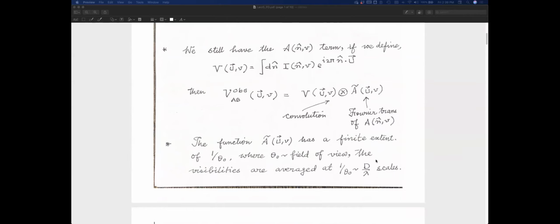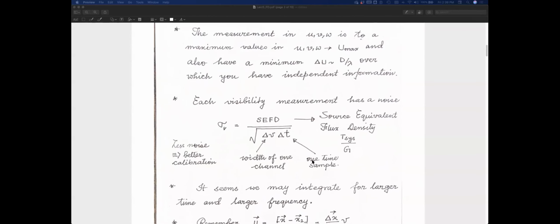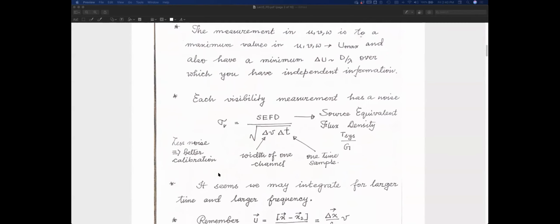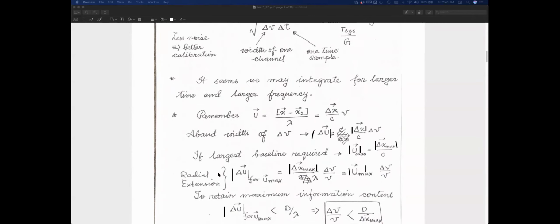And it is important to have lesser noise because remember that your gain solutions that you have got, you are doing kind of chi-square estimation for the gain solution. And you know that chi-square estimation is better and better if you have lesser and lesser noise. So in principle, I would try to increase delta nu and delta T. I'll try to integrate for larger time and integrate for larger frequencies. The question is, can I do so?